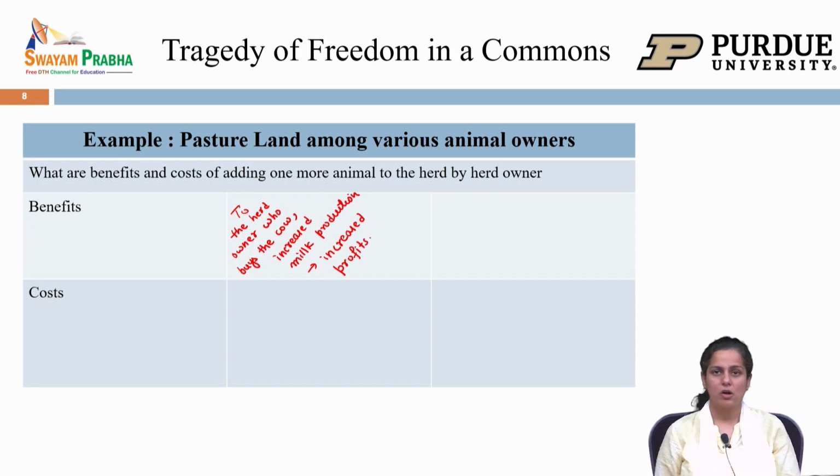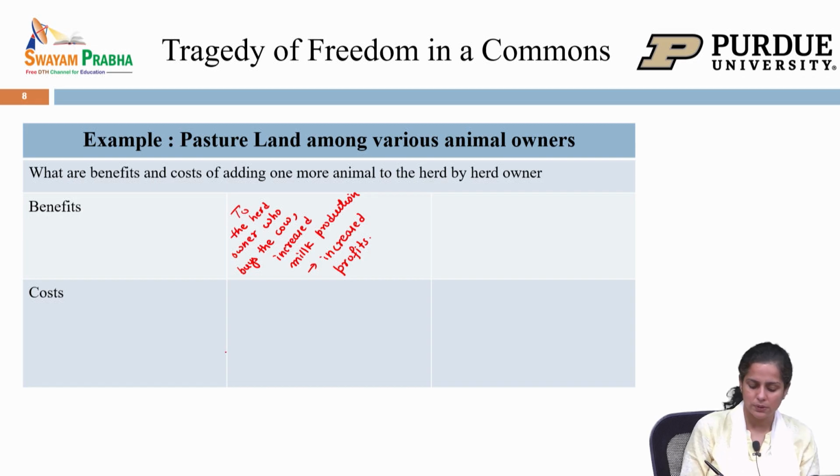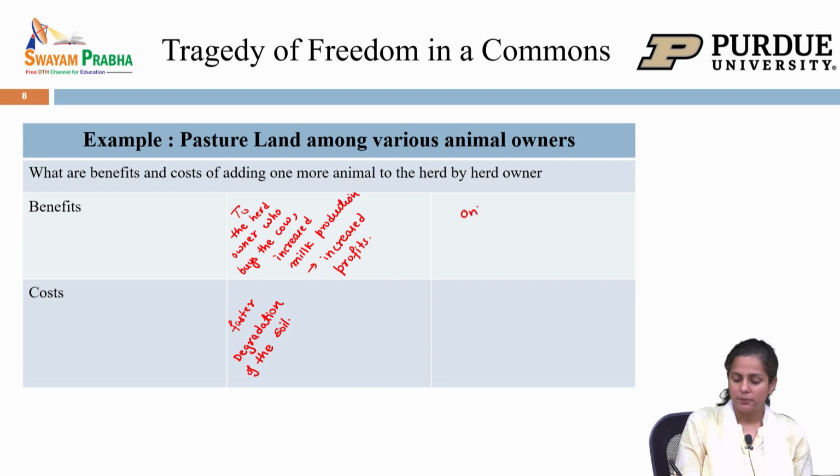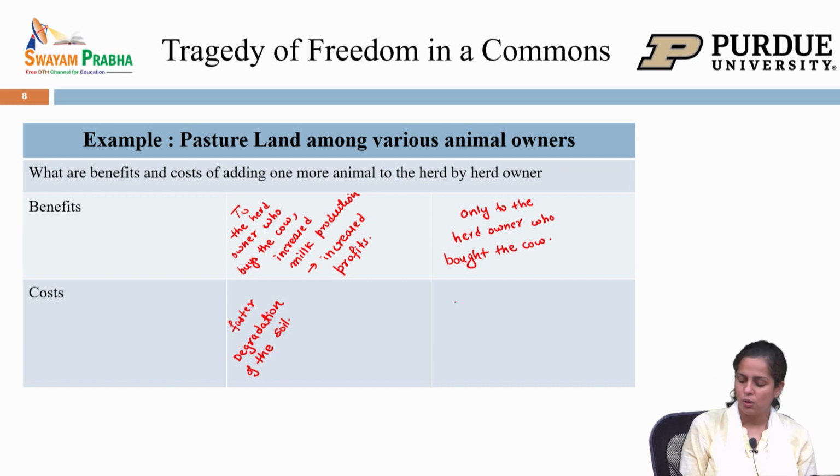Okay. What are the costs? Because you have more cows, you will have more grazing. So the cost will be degradation of the soil, faster degradation of the soil. And the benefit is going only to one person, only to the herd owner who bought the cow, while the cost is going to all the herd owners.